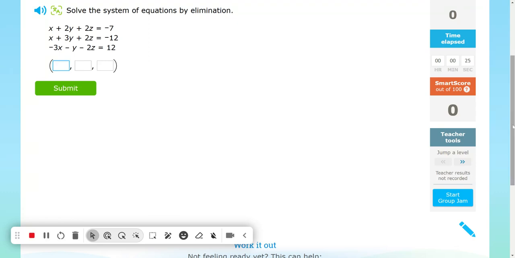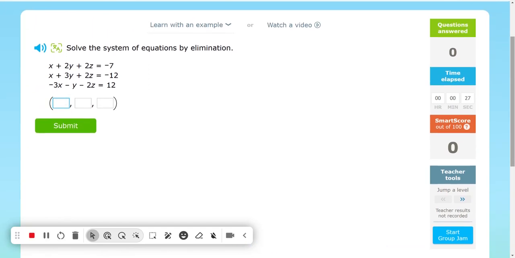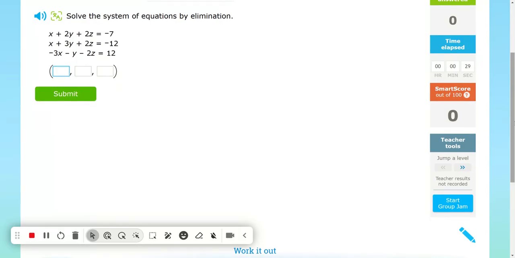Hello everyone, we go over E13, solve the system of equations in three variables using the elimination method. Okay, so first up, we're gonna name these three equations 1, 2, and 3. So now you can see three equations, three unknowns. So which unknown should we eliminate? It could be x, y, or z.